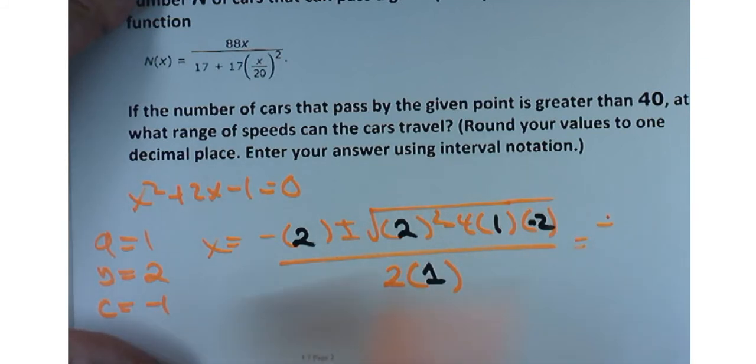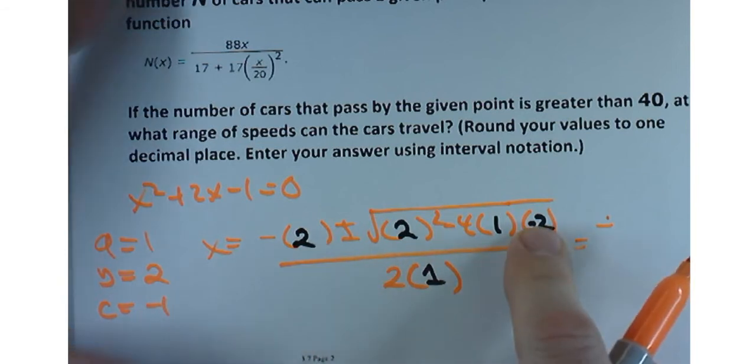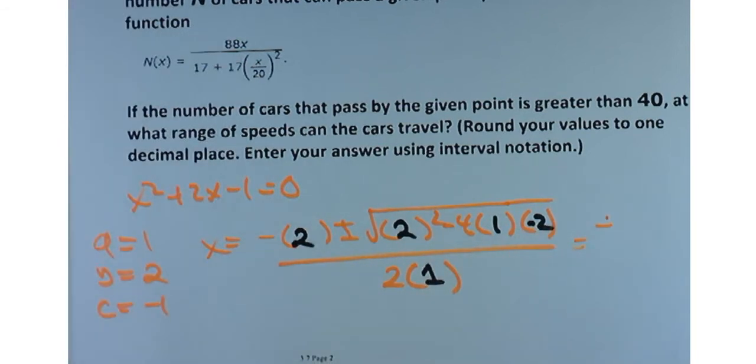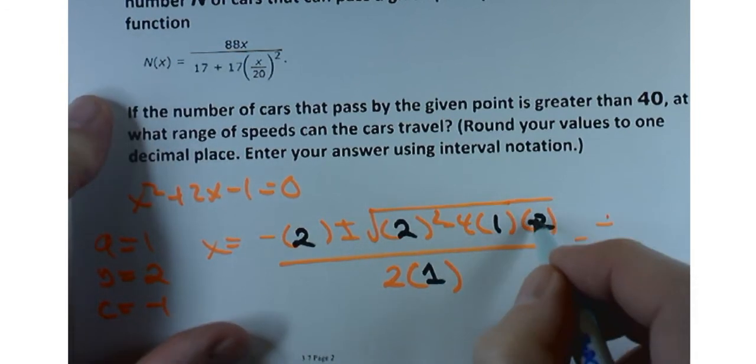You know, it should have been negative 1. No, a times c, I'm sorry. Yeah, it should have been negative 1. Yeah, 4 times a times c. So negative 1. Thank you.